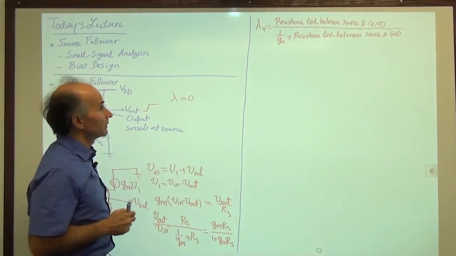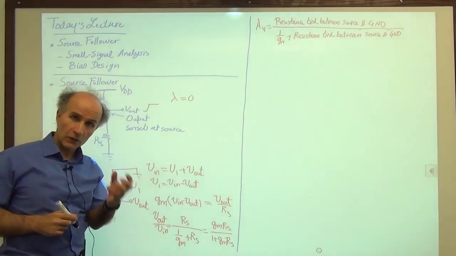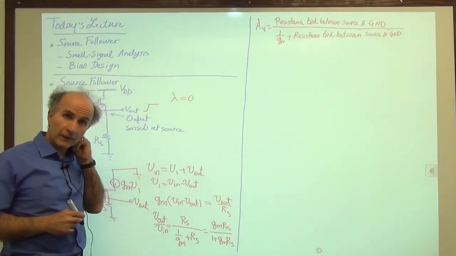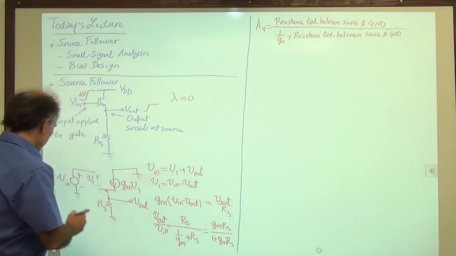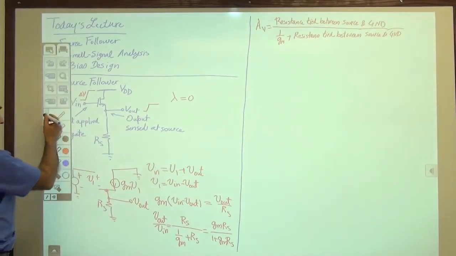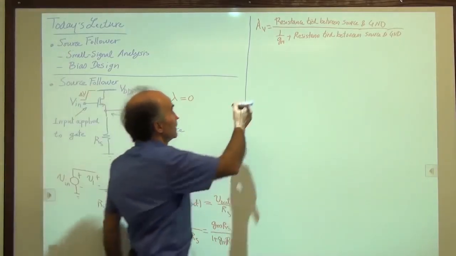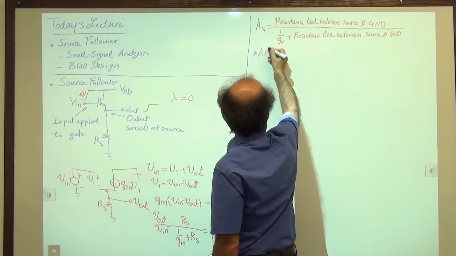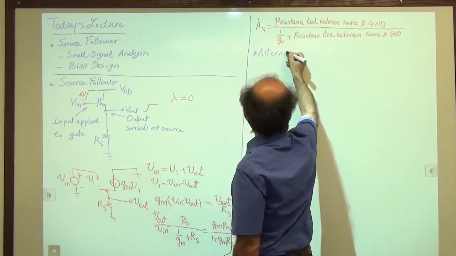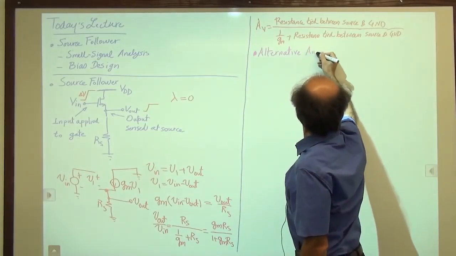Okay, so let me show you another way of deriving this result, which is also very nice and intuitive. It helps us greatly understand what a source follower is. So this is an alternative technique of analyzing the source follower. So let me write here: alternative analysis.